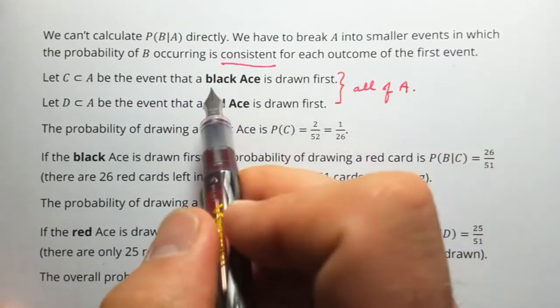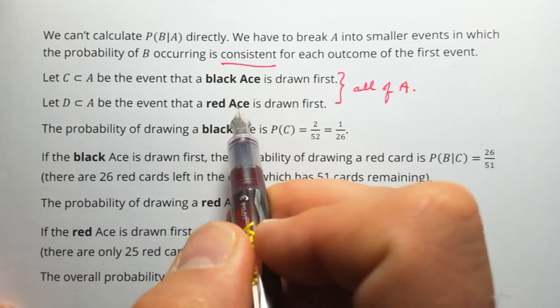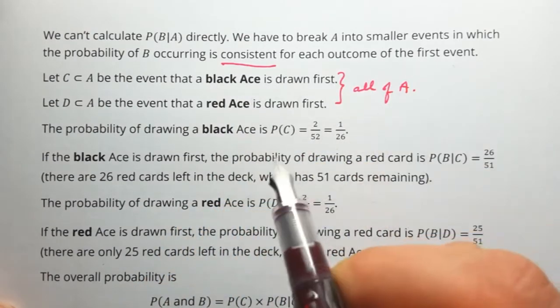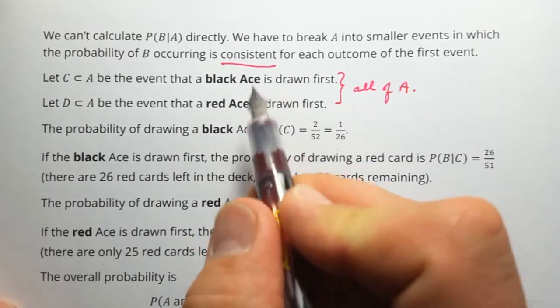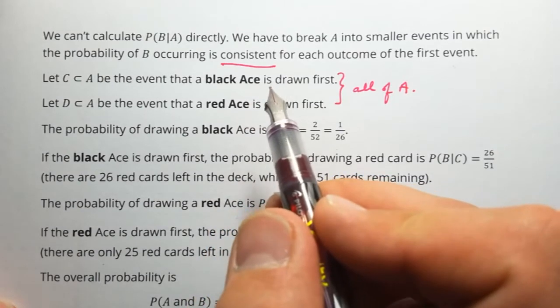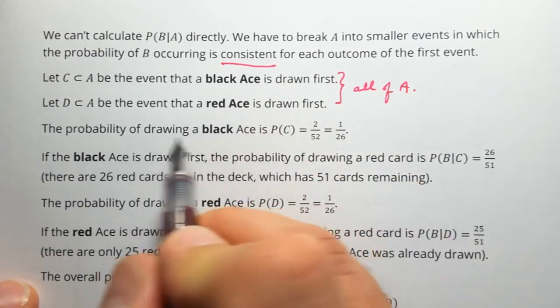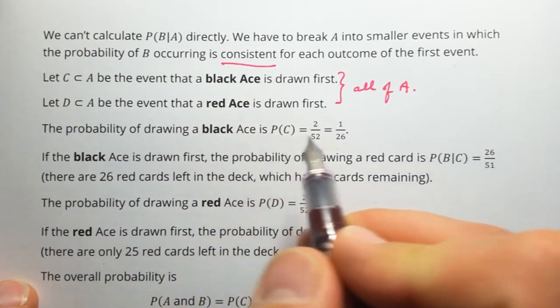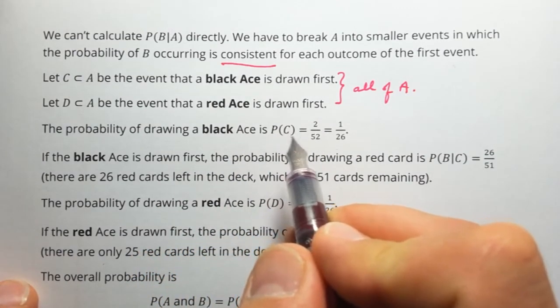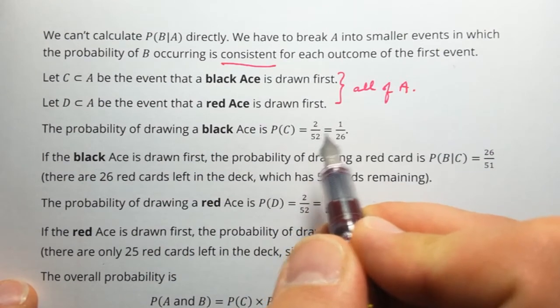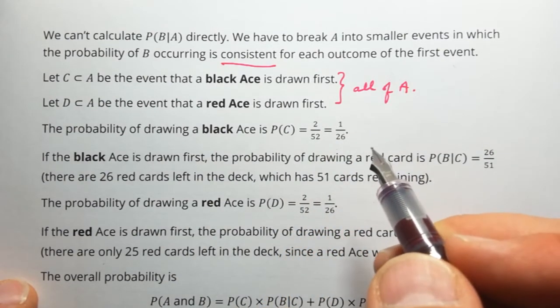Right? If we take the black aces, that's C, the red aces, that's D. Together, it's all the aces. So we've subdivided or divided up A into smaller events or subsets. Now the probability of drawing a black ace is P of C, that's the black ace. There are 2 black aces out of 52 cards, that's 1 in 26.